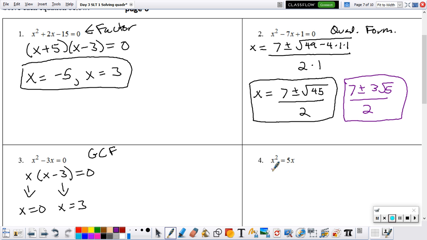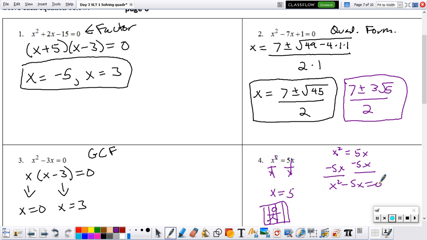Problem number 4, do not do this. If you do this and say x equals 5, you will go to math jail. And you will owe me a math jail card. Get out a math jail card. The reason this is illegal is you have lost a solution. So let's try it again. Now, this is what you all have. We're all going to subtract 5x from both sides. And now this problem looks just like number 3. We've got x squared minus 5x equals 0.